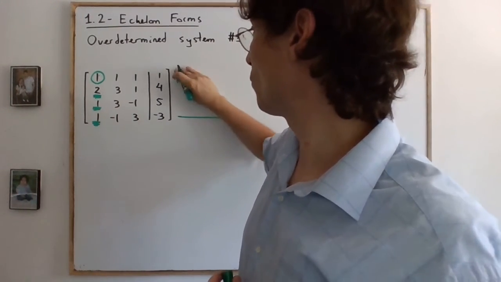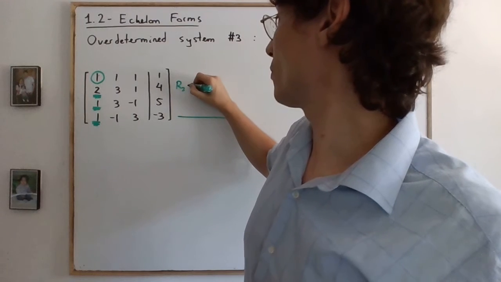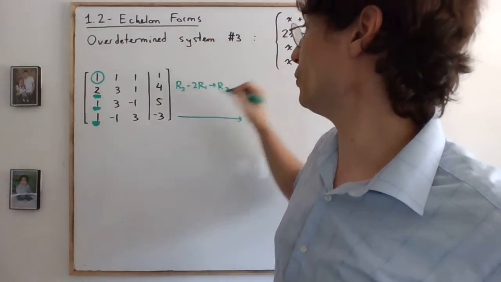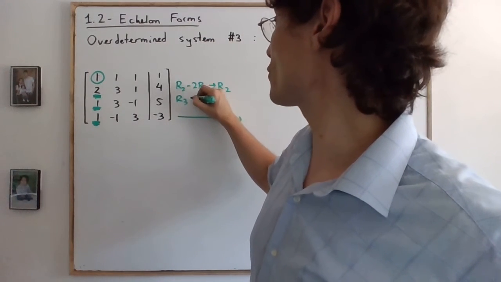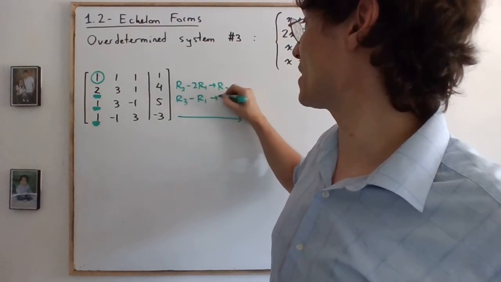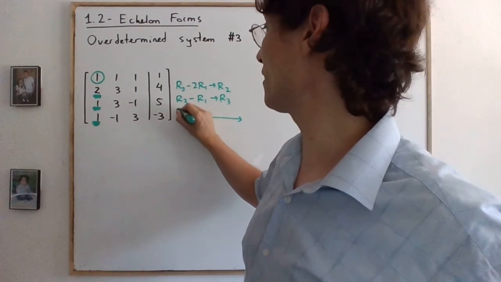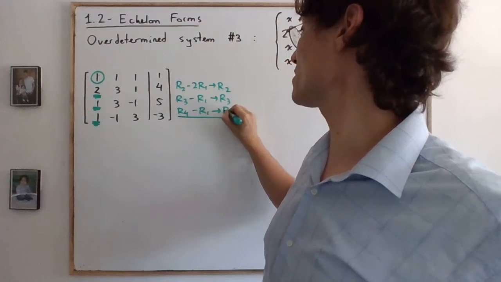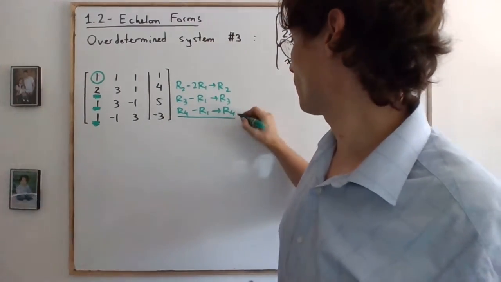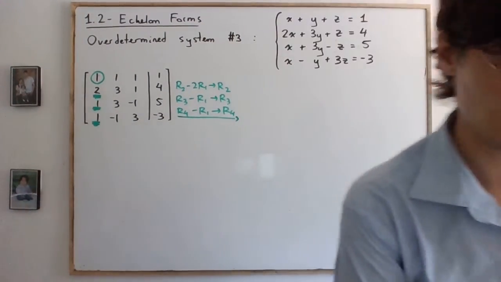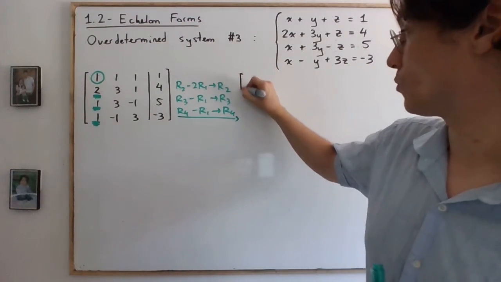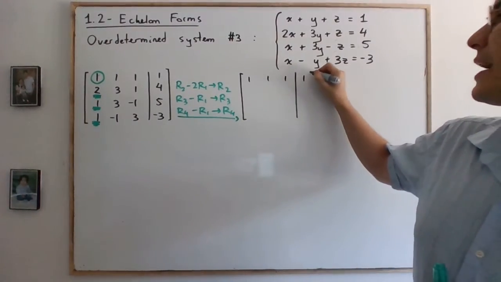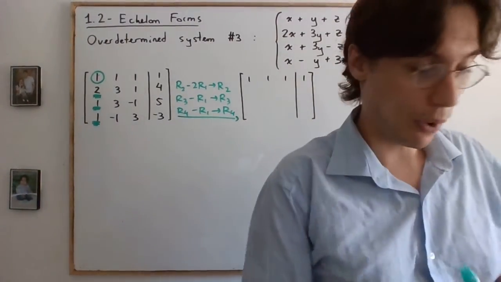Row 2 minus 2 row 1 becomes row 2. Row 3 minus row 1 becomes row 3. And finally, row 4 minus row 1 becomes row 4. Okay, 1, 1, 1, and 1. The only row that doesn't change.